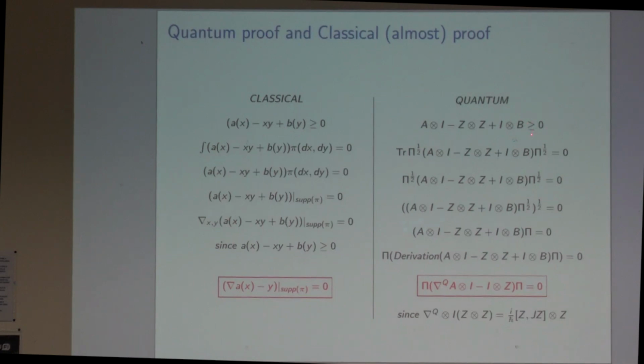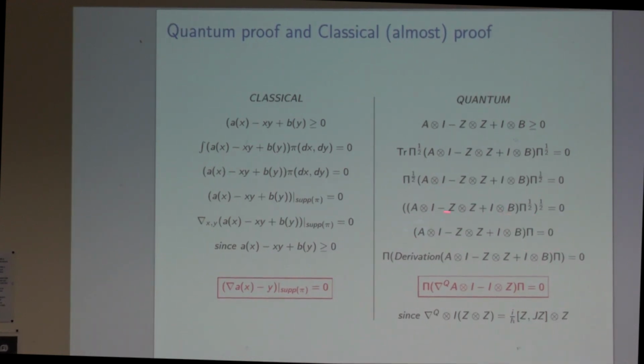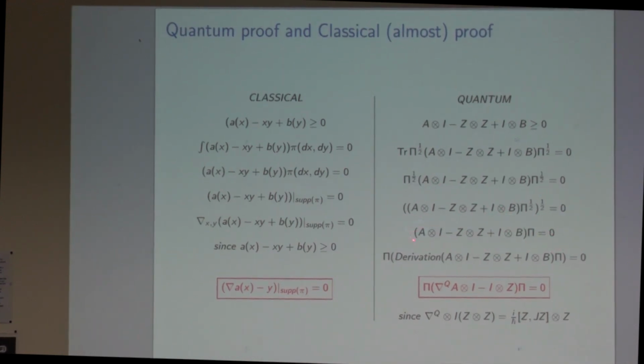We have something which is positive here, and we have the trace with respect to pi^(1/2) and pi^(1/2). In principle, I have just pi here, but I redistributed it because I have a trace. I can do this, which is equal to 0. This means that this operator is equal to 0. And now, if I take the square root and so on, I have finally that this is equal to 0. Believe me, it's just a very easy computation.